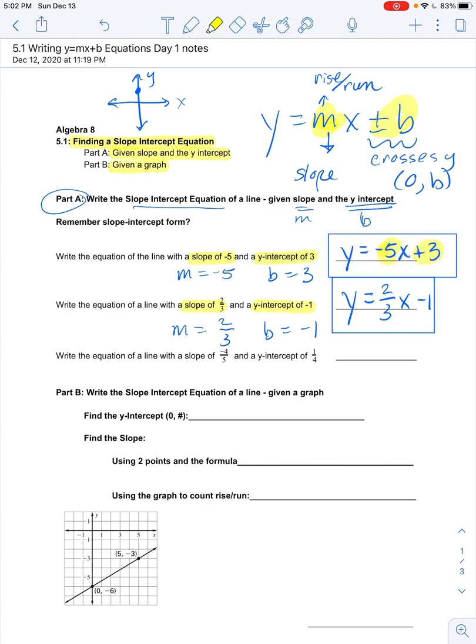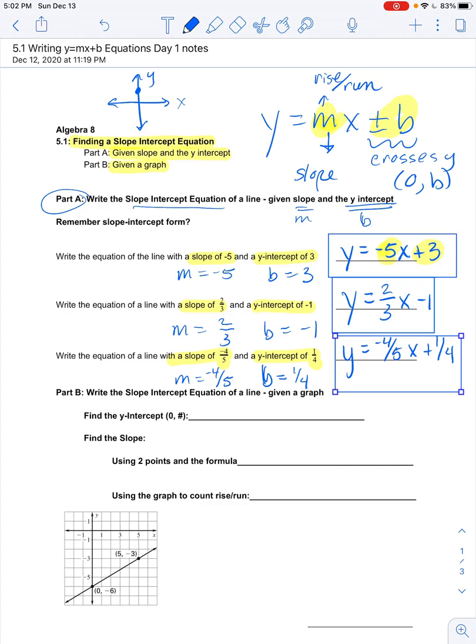Let's take a look at this last example in part A. It says a slope of -4/5, y-intercept of 1/4. So don't be scared of the fact that they're fractions, because you're just really recording what they're telling you. The slope is -4/5, the y-intercept or b value is 1/4. So my equation will be y equals my mx plus b.